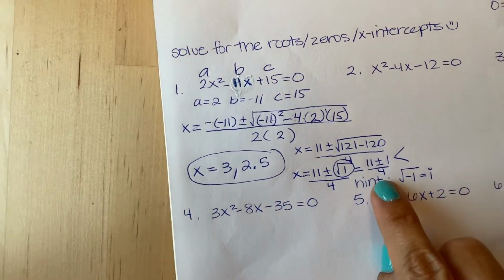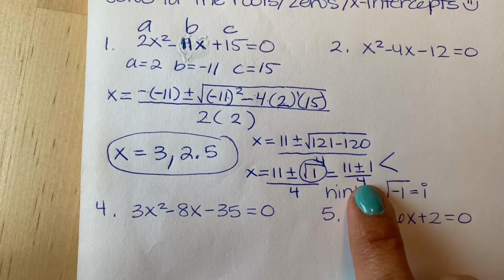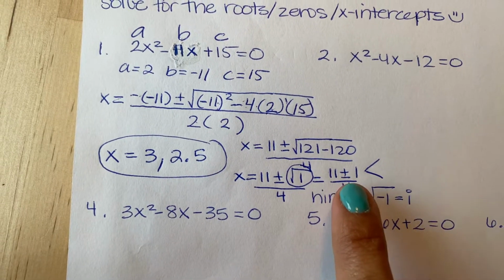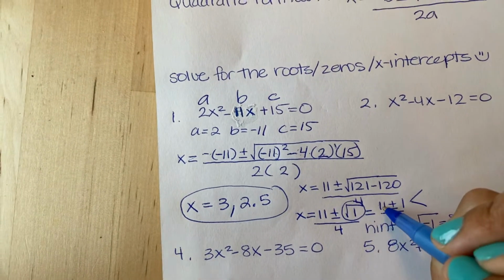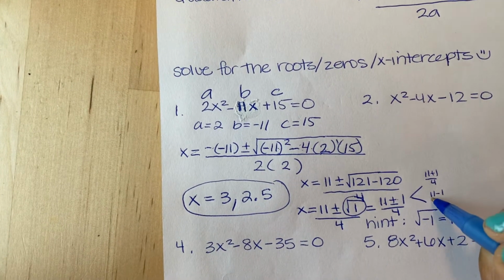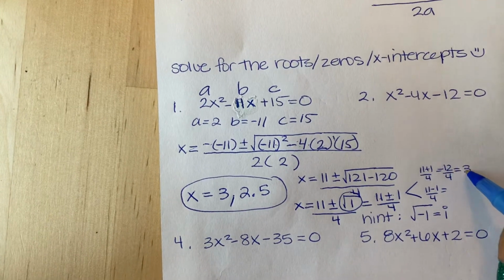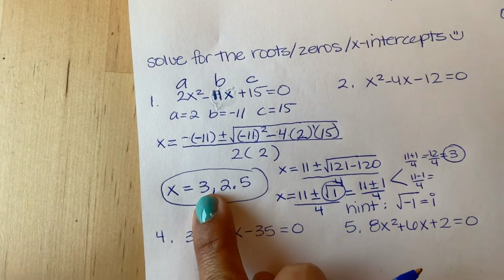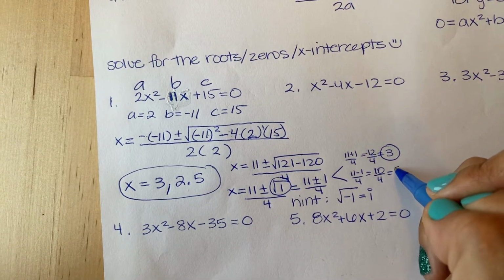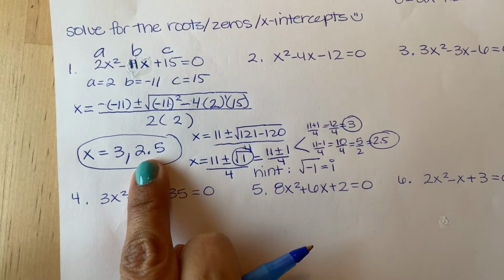And remember, your division by 4 is the last step. If you had done it prior, your answer's trash. You need to do it at the very, very, very last step. Okay, 11 plus 1 over 4 and 11 minus 1 over 4. So this gives me 12 over 4, which is 3. Yay, there's my answer. And then 11 minus 1 is 10 fourths, which is 5 halves, which is 2.5. Yay, and there's my answer.